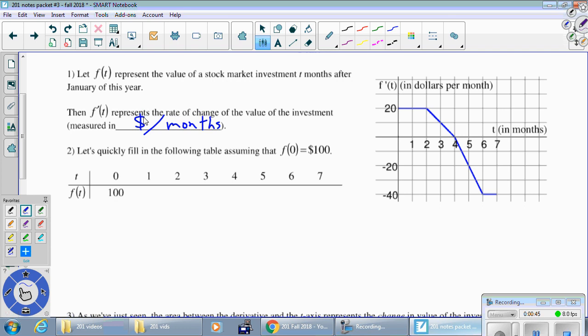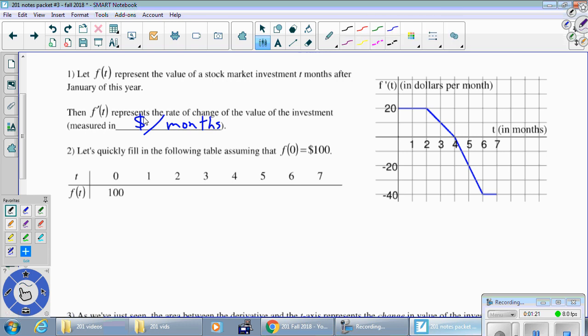And so let's take a look at this graph over here. We are given the graph of f prime. T is on the horizontal axis, so time is passing in months over here. And this graph, the blue thing, is the rate at which the value of our stock market investment is changing, measured in dollars per month. Let's assume that f of 0 is $100. That means at the start of January of this year, our stock market investment is worth $100, and then we're going to see how it changes over the course of the first 7 months of this year.